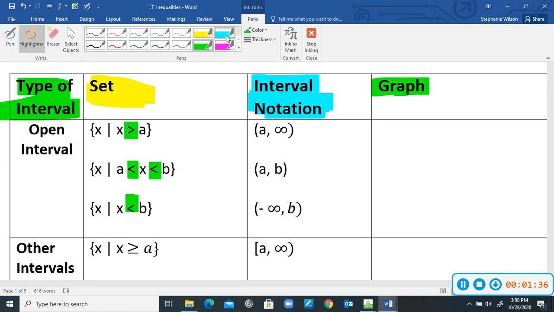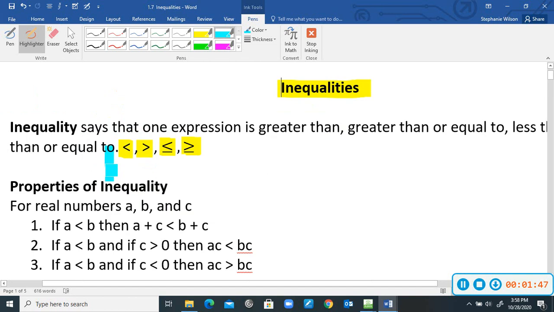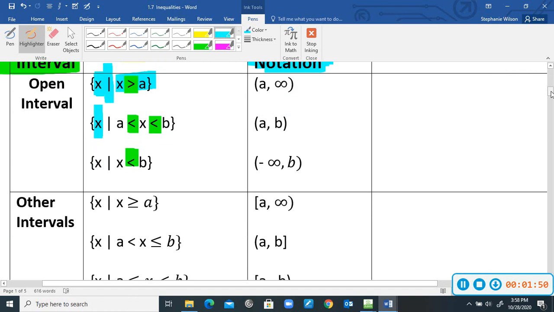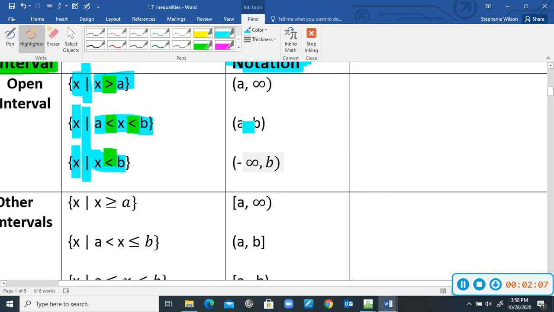So let's read this set builder. It says that we have this set right here. We have this set of x that builds on where x is greater than a. Again, we have a set of x that builds on where a is less than x, where x is less than b. Kind of get it? Have a set of x that builds on when x is less than b. So the interval notation says that we have a to positive infinity. How do I know this? Well, let's draw this out. Because usually the interval notation comes easier if you can put it on the number line.